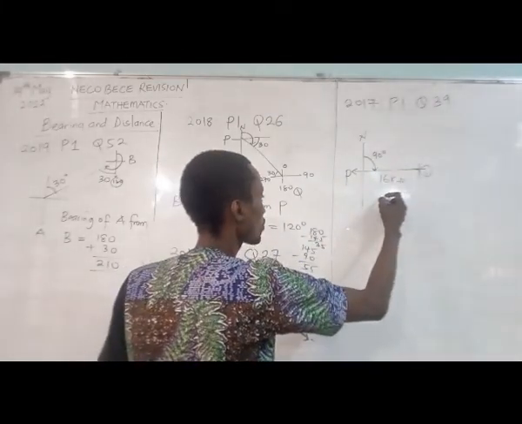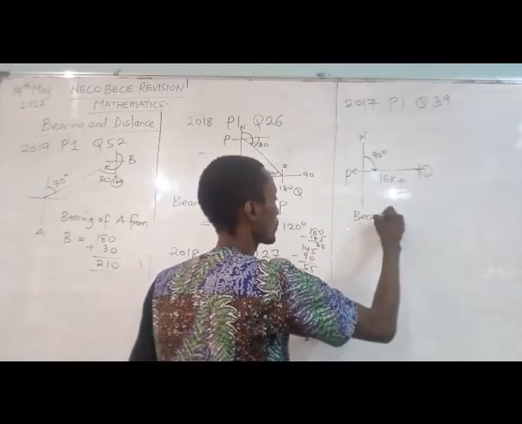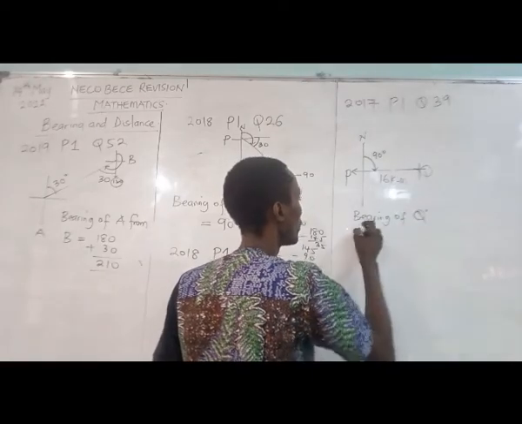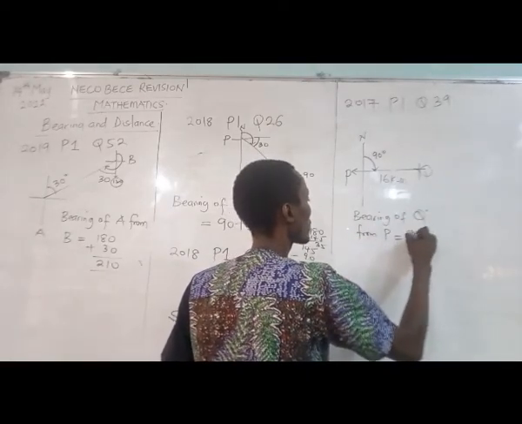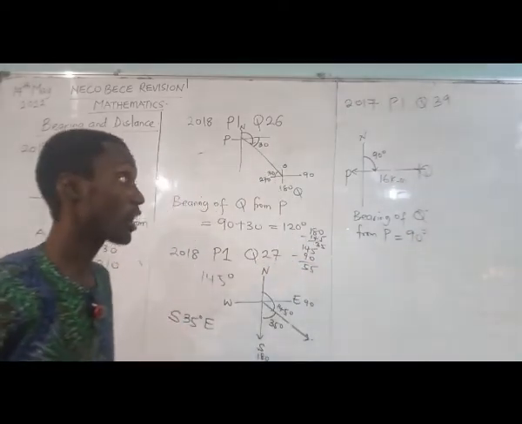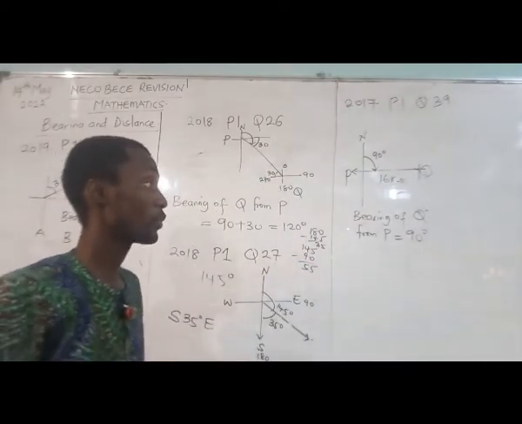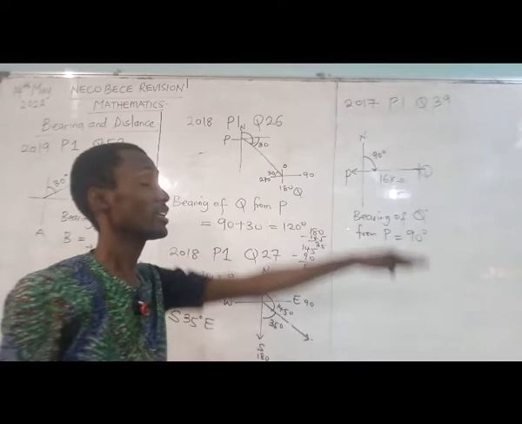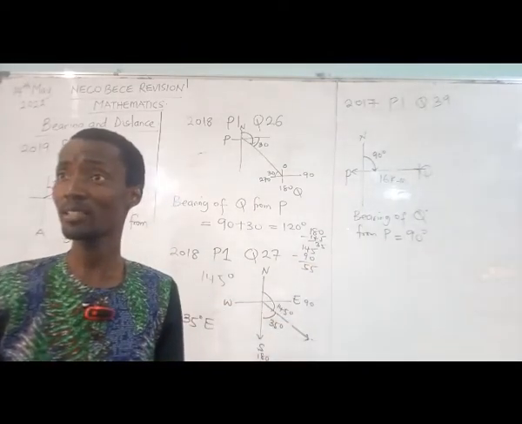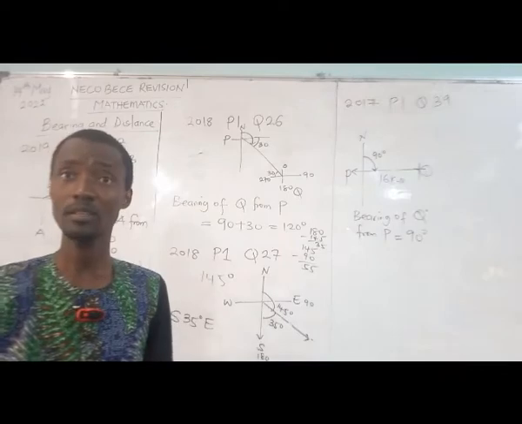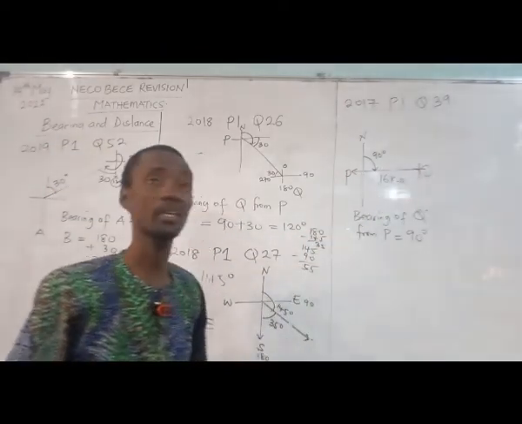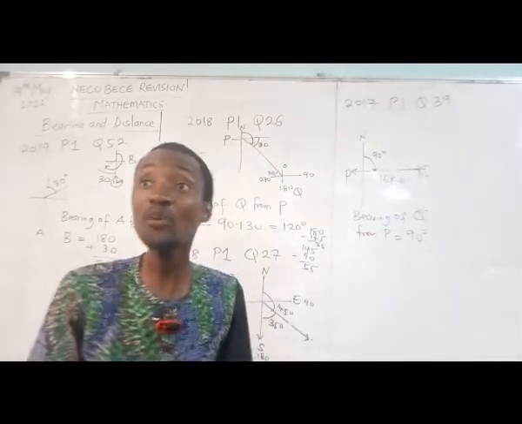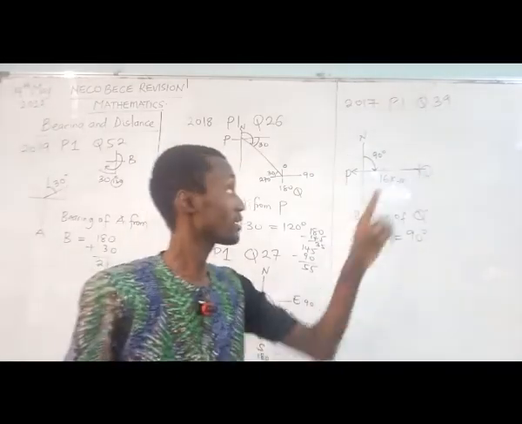So that's that. So the answer is what? Bearing of Q from P is what? 90 degrees. We can also say that the bearing of Q from P is what? East. Do you remember that? It's east, is it not? Where is Q with respect to P? East. Where is P with respect to Q? West.